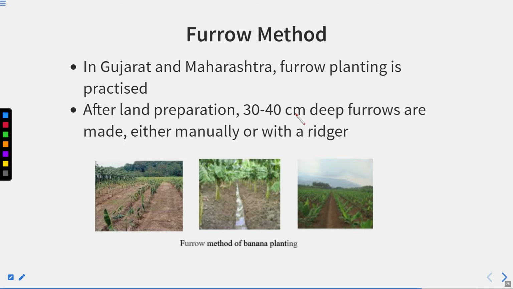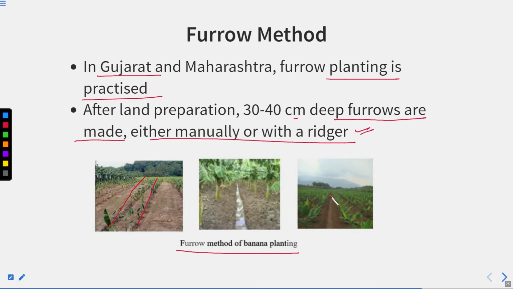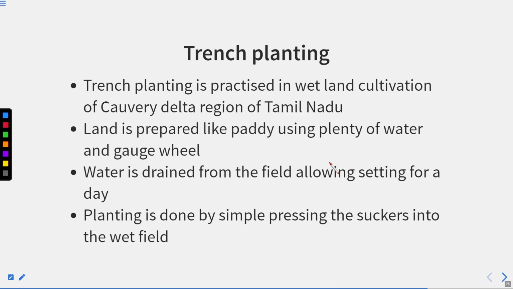Now, furrow method. In Gujarat and Maharashtra, furrow planting is practiced. So here we can make ridges and furrows like this. After land preparation, 30 to 40 centimeter deep furrows are made either manually or with the Ridger. So in the furrow method of banana planting, here you can see a furrow like this. This method is generally practiced in two states, that is Gujarat and Maharashtra.